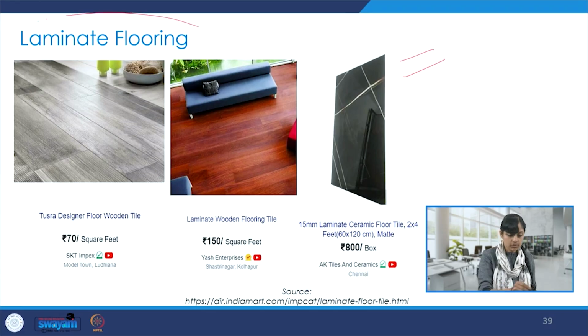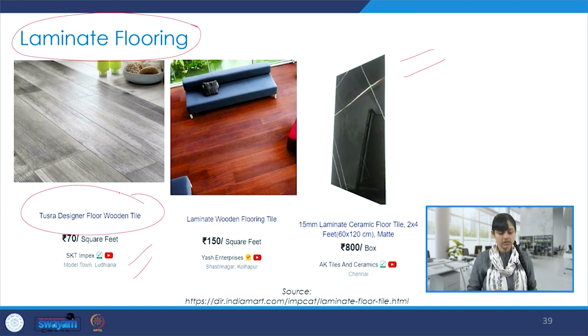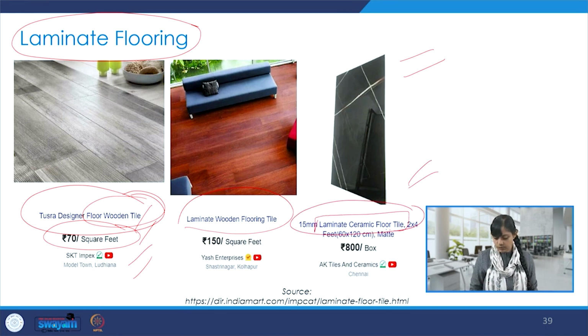Also, laminate flooring is quite interesting and popularly used, and there are some examples. So this is INR 70 per square feet, and this is a wooden tile. Then there is a laminate wooden flooring tile, which is 150 per square feet. And this one is a laminate ceramic floor tile, 2 cross 4 feet, with a matte finish, and it is INR 800 per box. So it could be per square feet or it could come per box. So these are some variations that we see.